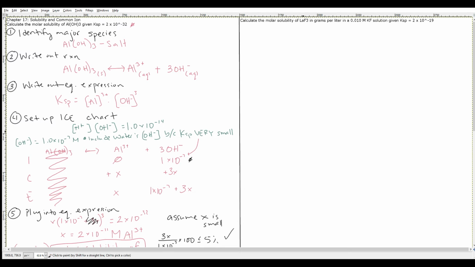So let's try this again. This time we are going to calculate the molar solubility of lanthanum fluoride, in grams per liter, so this one wants us to convert it at the end, in a 0.010 molarity potassium fluoride solution, interesting, given a Ksp of 2 times 10 to the negative 19. Okay, so as usual, it's kind of nice, you'll get to see how these problems line up with each other.